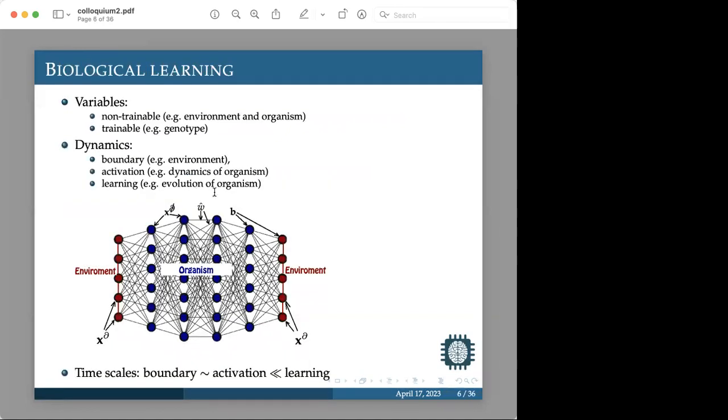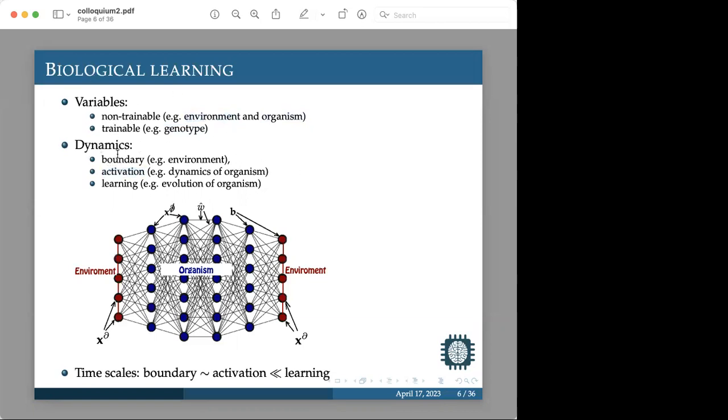Now there is biological learning where, again, we want to use the same mathematics, same type of variables and dynamics, but we need to associate what we mean by trainable and non-trainable variables. In biology, we do have the trainable variables. Here's an example of a genotype, and the non-trainable would be the environment and the state of the organism, as an example. Then what happens is that you change your environment, that changes the boundary condition, and because of the changing environment, the organism reacts and the information gets through.